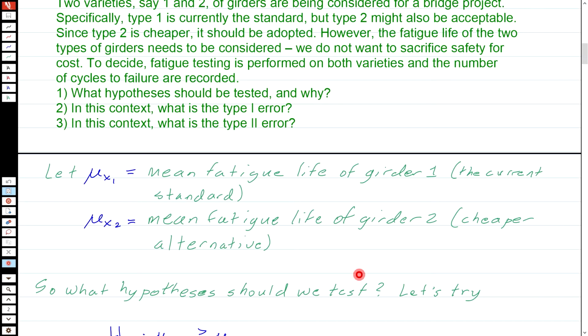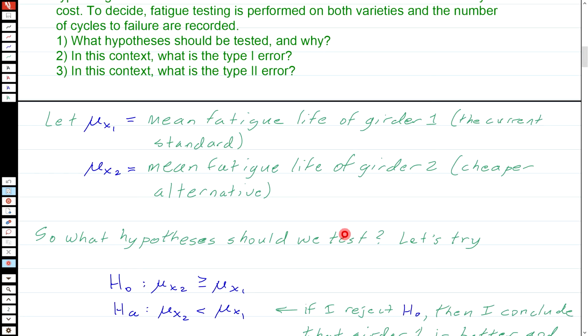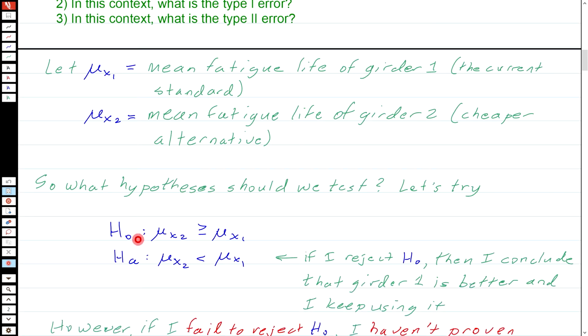Okay, so let mu x1 be the mean fatigue life of girder 1, and we know that that's the current standard. And let mu x2 be the mean fatigue life of girder 2, and we know that that's a cheaper alternative. So what hypothesis should we test? Well, we could start by saying, okay, let's try this hypothesis. Set H naught to be that mu x2 is greater than or equal to mu x1. That basically is saying that by default, we're assuming that girder 2 has a stronger or longer fatigue life than girder 1. And then our alternative is just the opposite of that: the second girder has a shorter fatigue life than girder 1. So this is a worse girder.